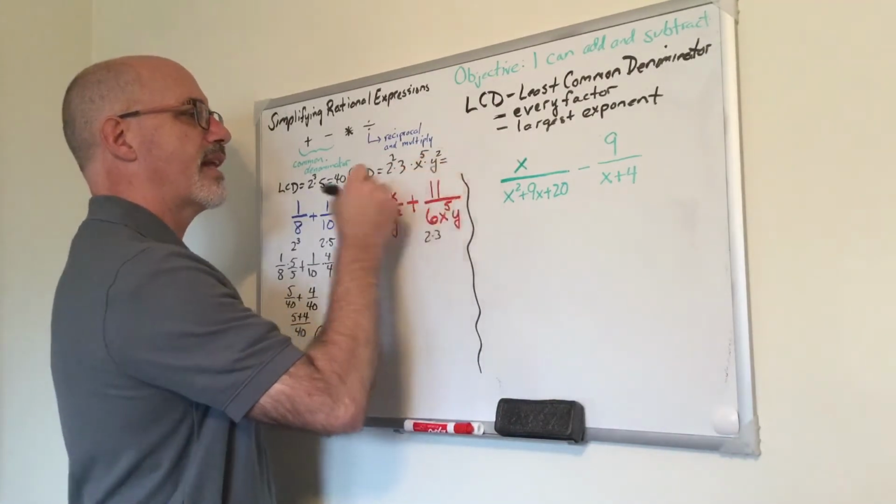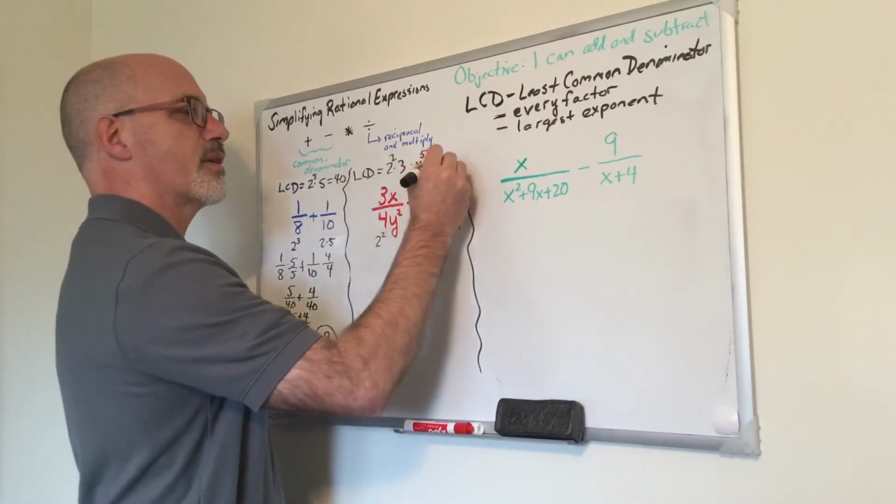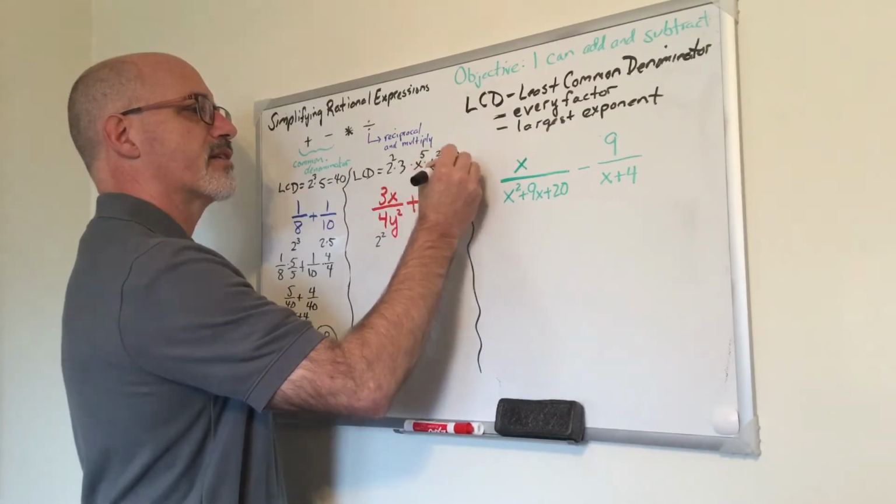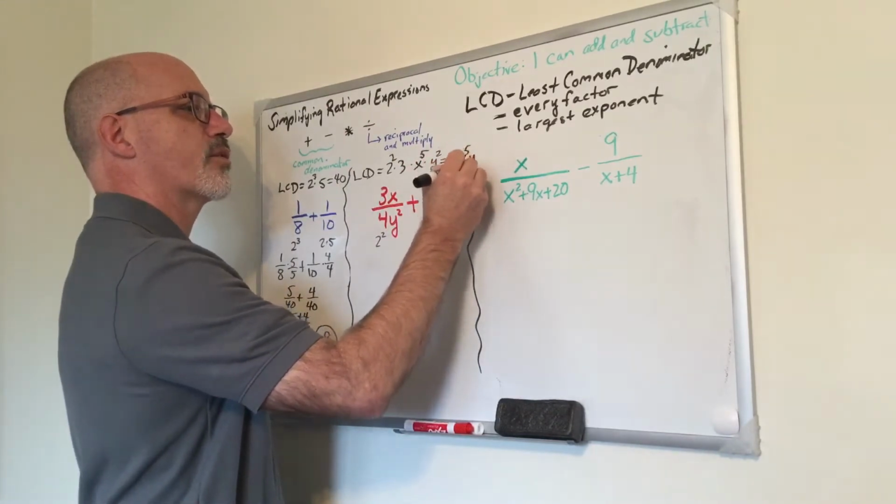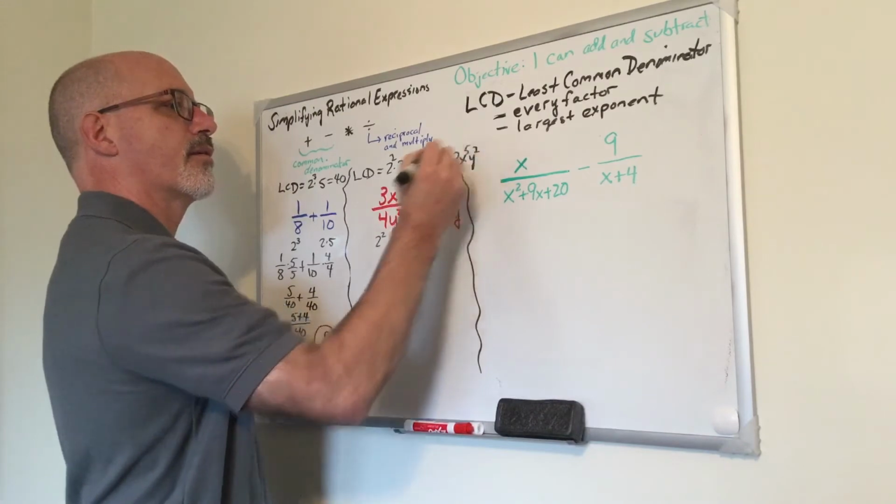So when I multiply that out, 2 squared is 4 times 3 is 12. I'm going to have x to the fifth, and then y squared is my common denominator.